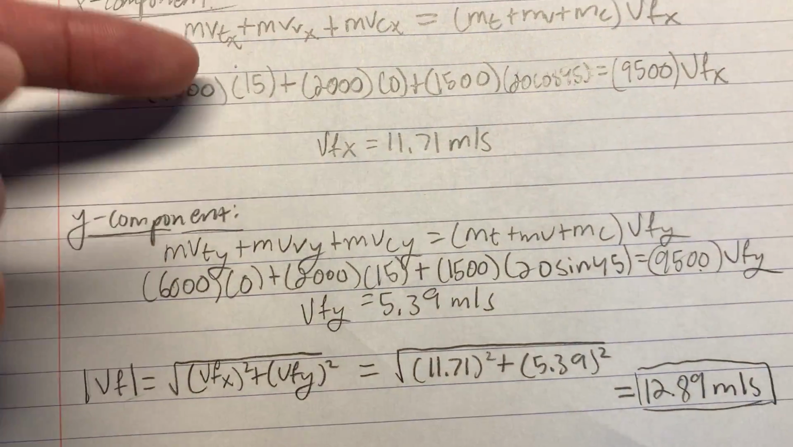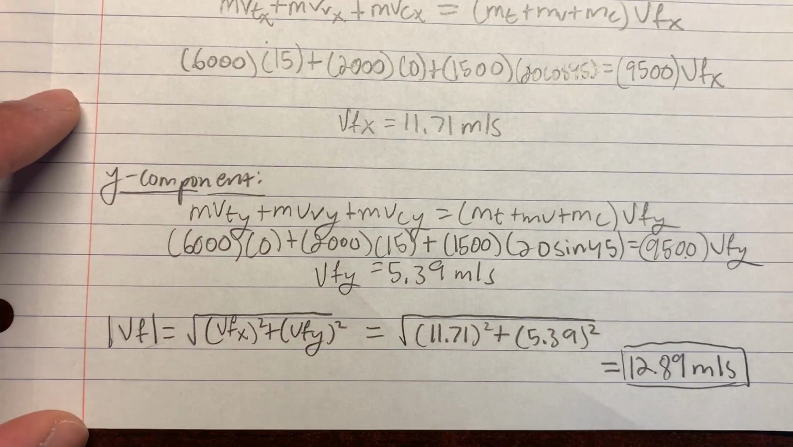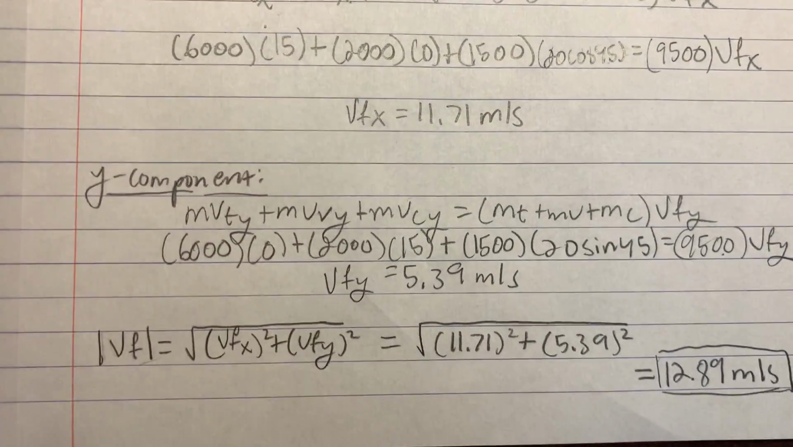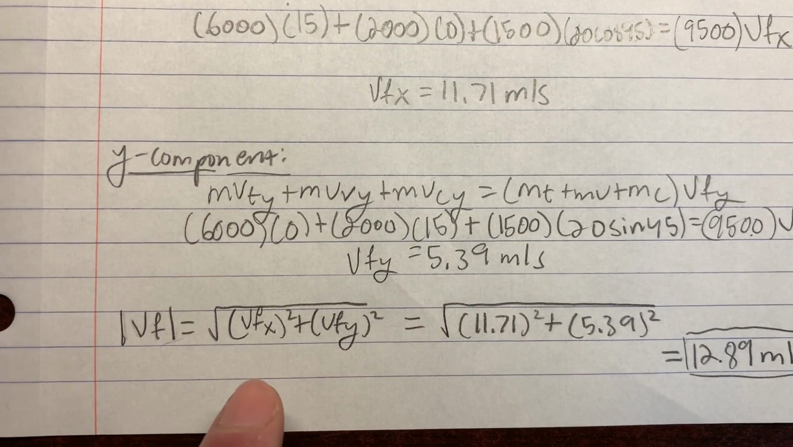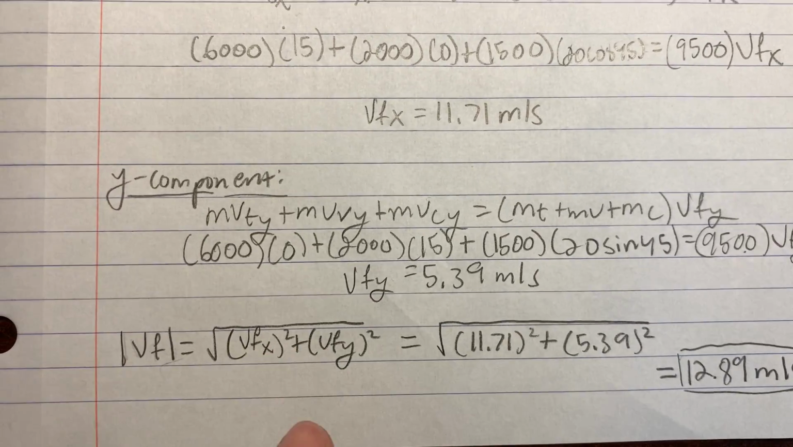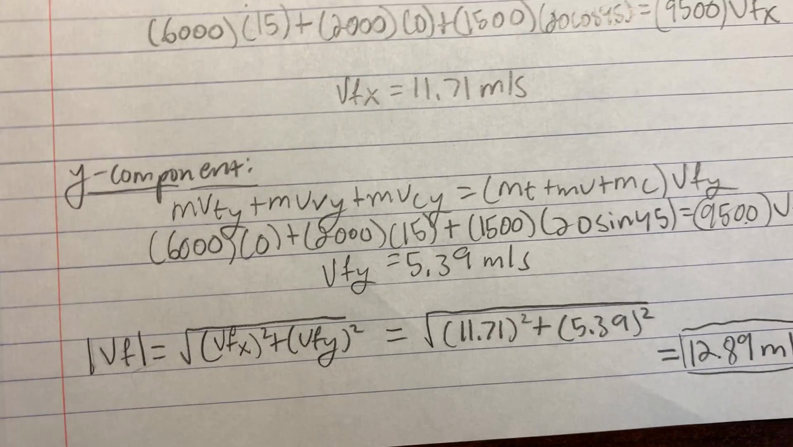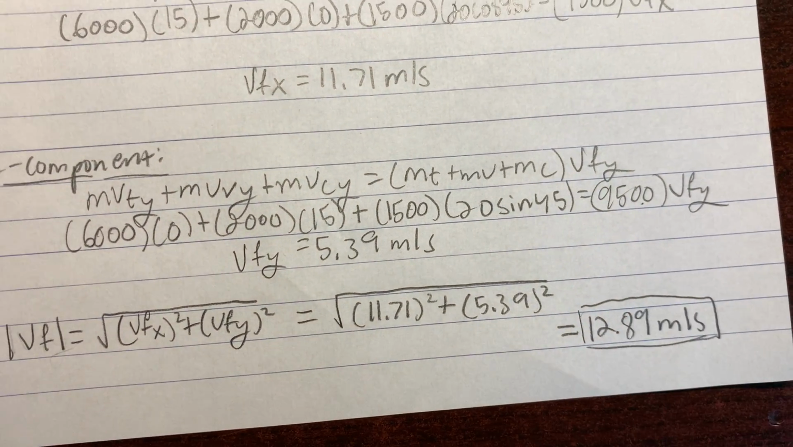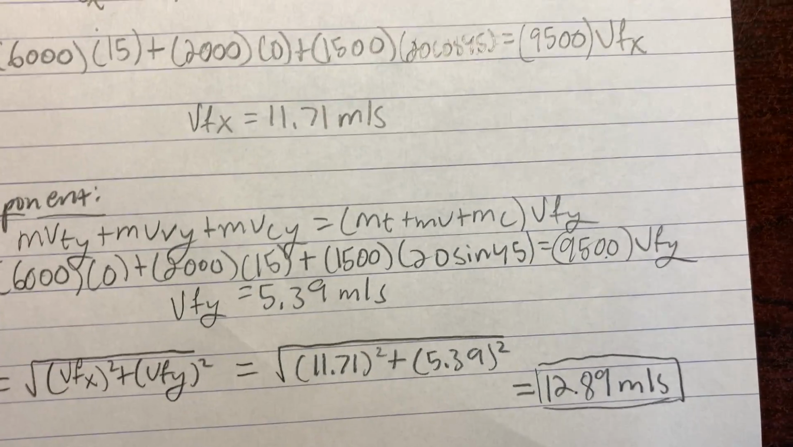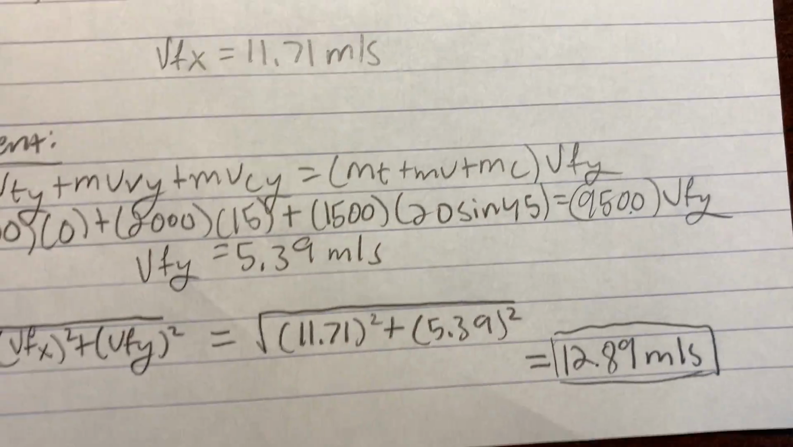Now, you have the x and the y component of the velocity. And to find the magnitude of the final velocity, you would take the square root of velocity final in the x direction squared plus velocity final in the y direction squared. And so you do that, and you're left with 12.89 meters per second. So that is the magnitude of the velocity of the cars after the collision.